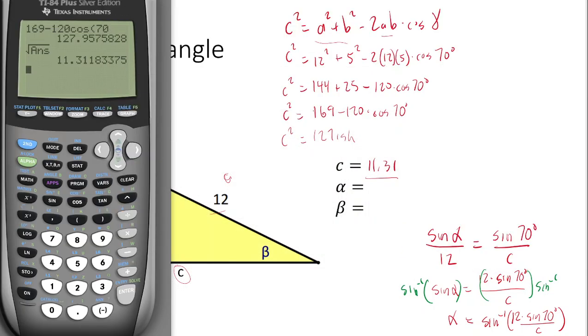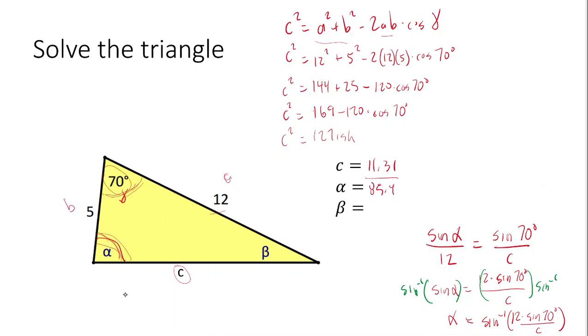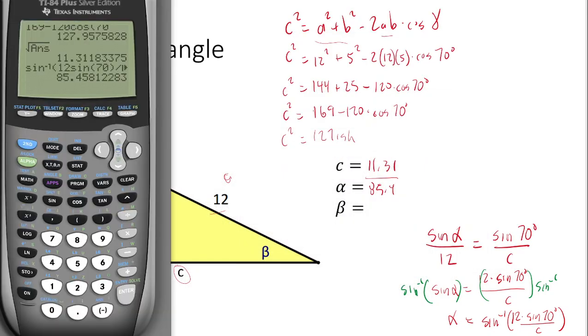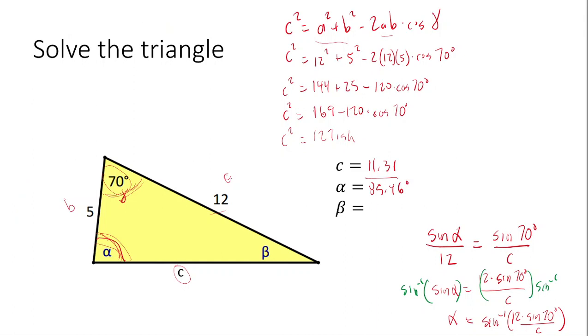We've got c as this answer, and we're going to keep that in the calculator. So we're going to take the inverse sine of 12 times the sine of 70 degrees, and we're going to divide that by that exact value that we had. Okay, and we're going to get 85.46 degrees. So alpha is 85.46 degrees. Let's round it to 2 decimal places.